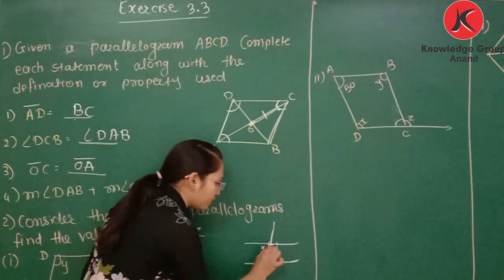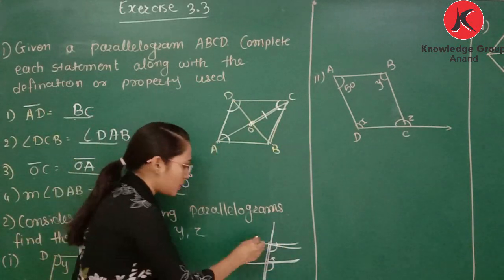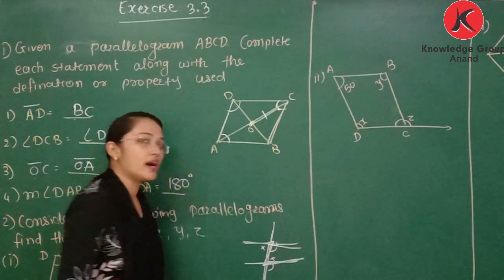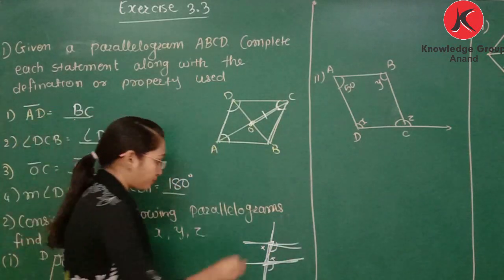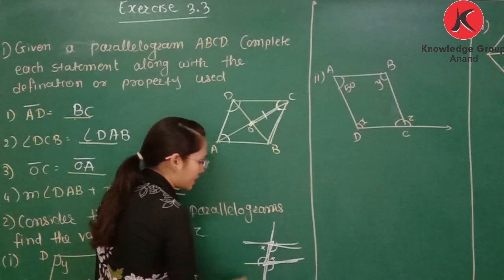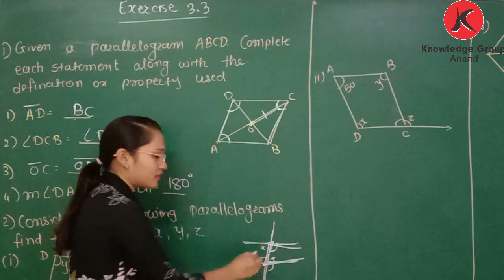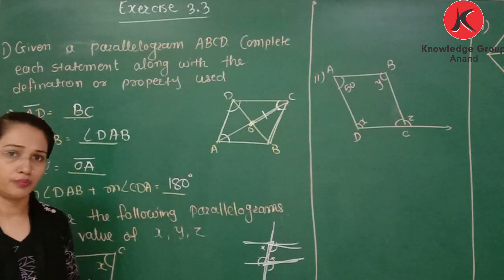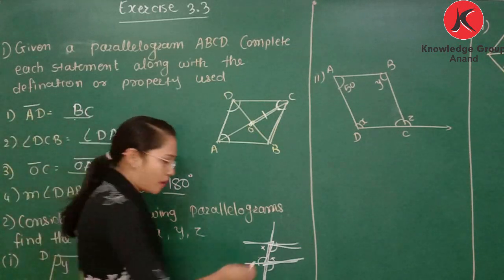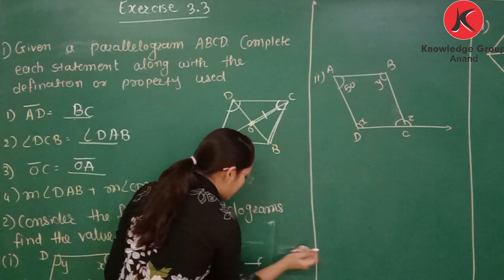The one where f is formed, what do we call it? Corresponding angle. And the one where z is formed, what do we call it? Alternate angle. Clear? Also we learn interior angles are supplementary, means this angle and this angle will make 180 degree. Clear? So you need to remember that topic, that concept to solve examples.